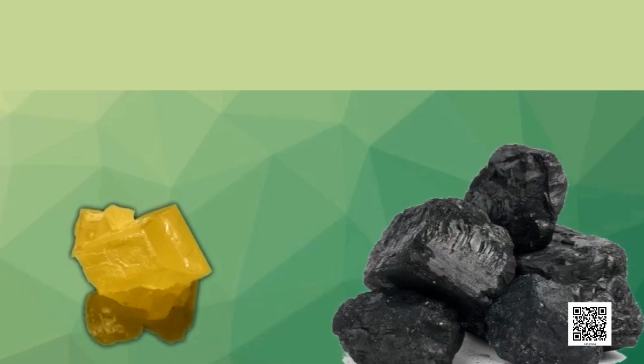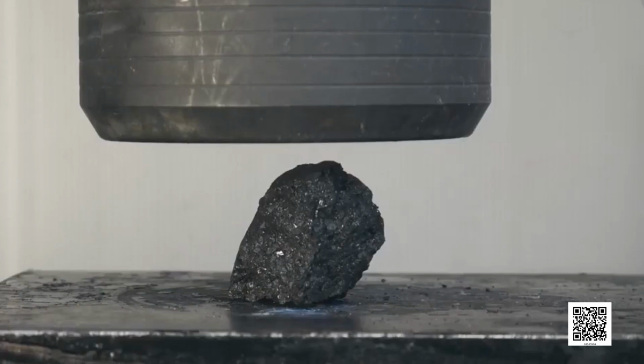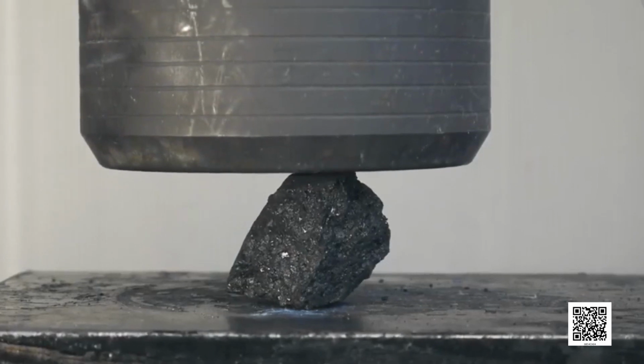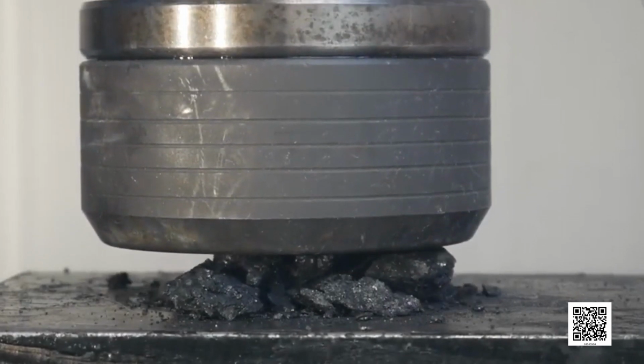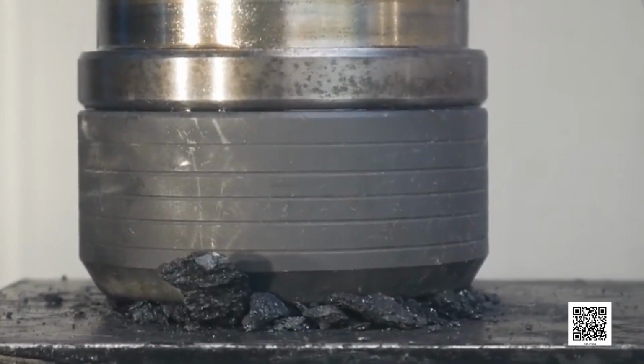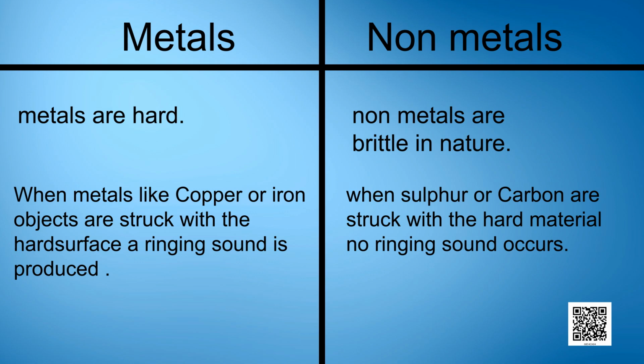Now let's compare the properties of sulfur and carbon with iron and copper. When we apply force on sulfur or carbon or we hammer on them, they easily break up into pieces on hammering. This shows that nonmetals are brittle in nature, whereas metals are hard.